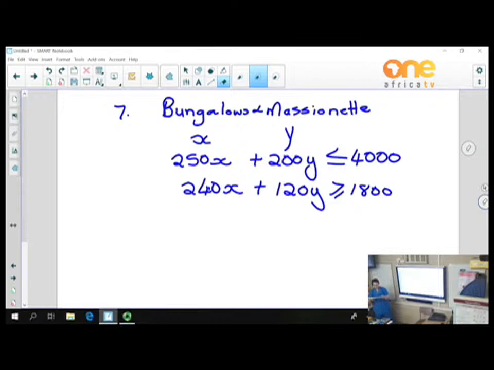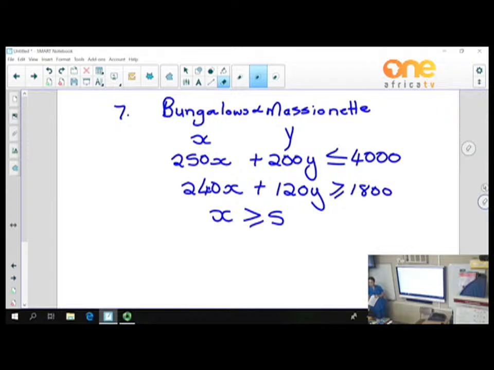So there I've got it. And then we're going to draw it. 1 centimeter is 1 unit. And then they say the developer finds there is more demand for bungalows, so there must be at least 5 bungalows. So X should be at least 5, but it might be more. So there are my 3 inequalities now.